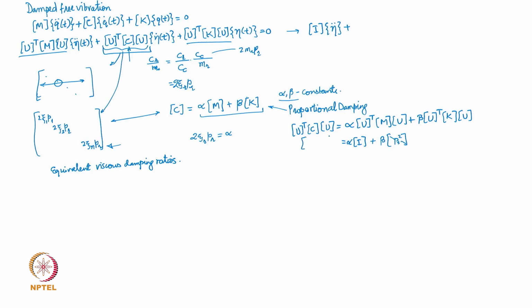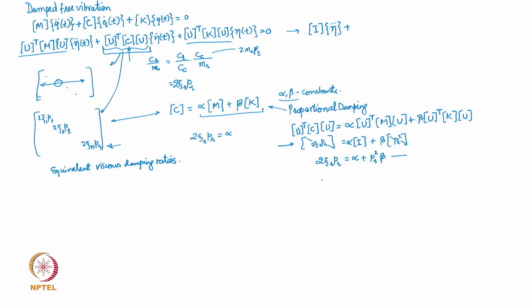And this one, we can say, is also going to be a diagonal matrix with the elements as 2 zeta r p r. Now I can write this 2 zeta r p r, the rth row of this matrix equation, as alpha plus p r square into beta. We have only one equation here, and the unknowns are alpha and beta, because zeta r and p r are system parameters. Now even zeta r, you will question as to how do I get that zeta r.